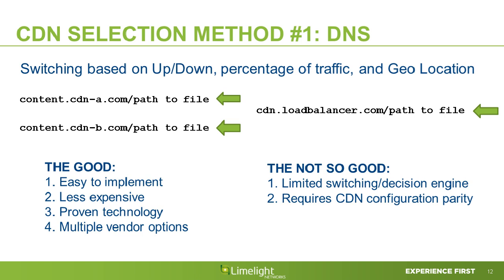It can be based on, is the other CDN responding or not? Also a certain percentage. Limelight offers a tool that can do this for you called the Traffic Director. But the good parts of this is it's very easy to implement. Obviously, the only thing that you're changing is the published host in the URL that people are hitting to deliver that content. It's generally less expensive to do this.